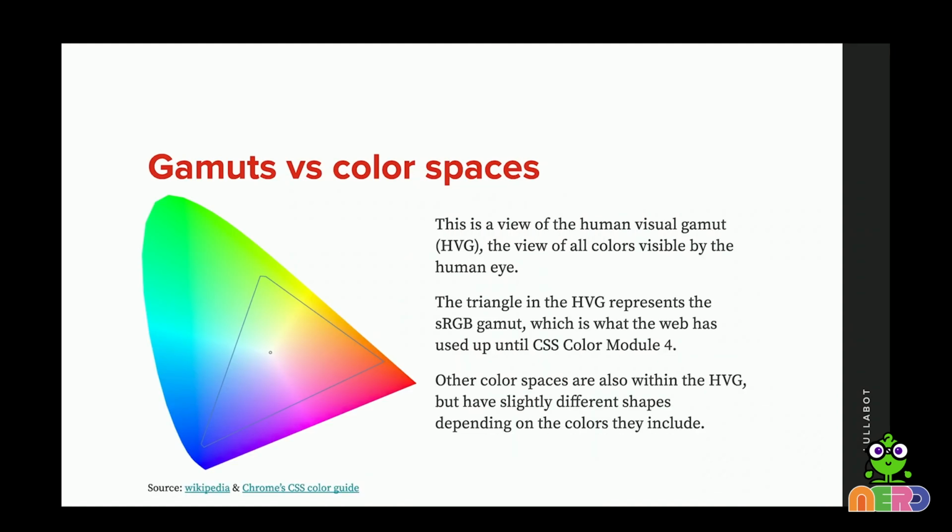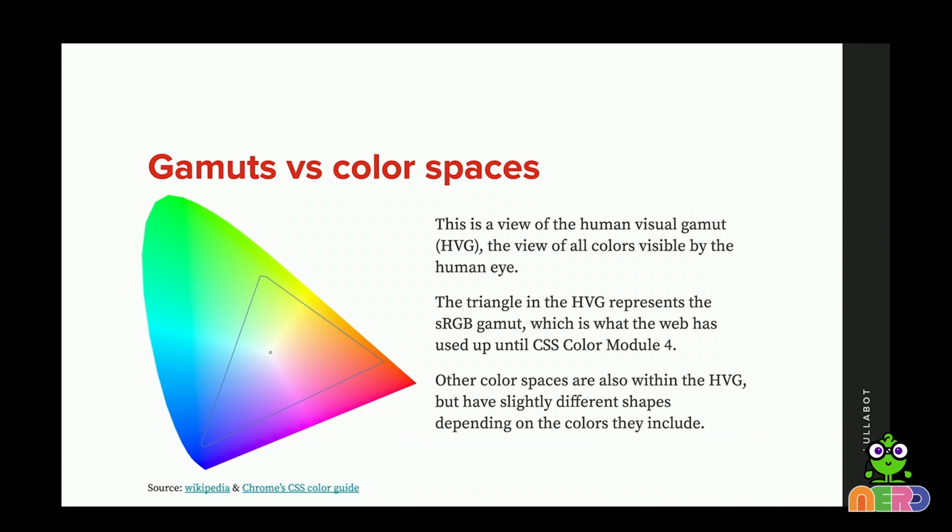And here is an example of what the human visual gamut looks like. It's the big parabola-looking thing, like the big triangle. That's a view of all colors. It's obviously a representation of colors that are visible by the human eye. And you might be able to see it, I wish I had outlined this a little bit more, but you can see that there's a little triangle within the human visual gamut. And that's representing the sRGB gamut, which is what the web has used up until CSS Color Module 4. So the only colors you had access to in CSS or on the web were within that little triangle with the sRGB gamut.